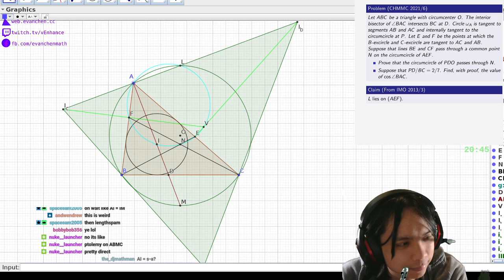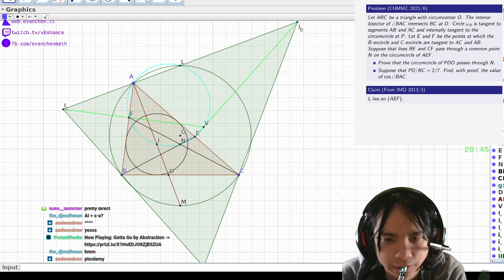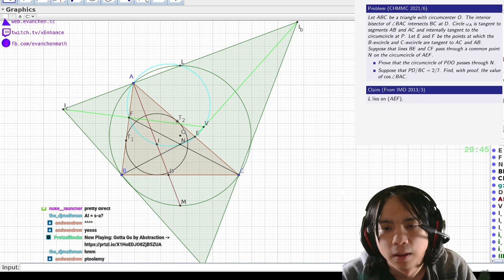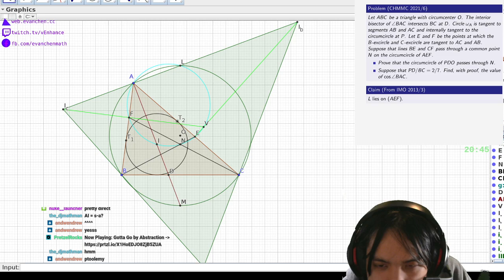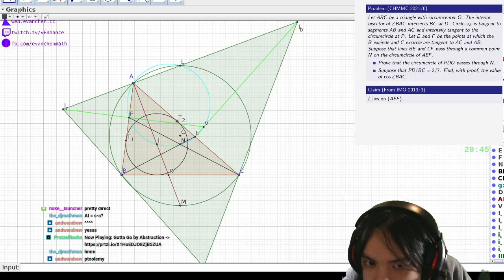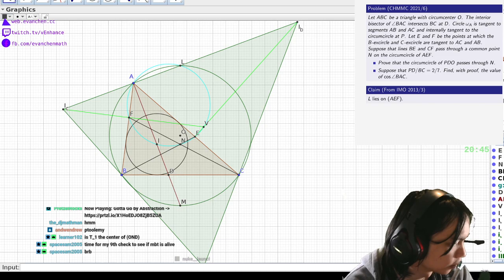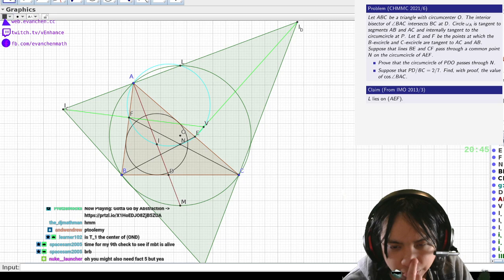Yeah, so it's equivalent to AI equals S minus A. Maybe I should add in those tangency points again. This one? No. No, it's not S minus A, right? Is T1 the center of O and D? I doubt it. That's not a symmetric definition, so it's never true.